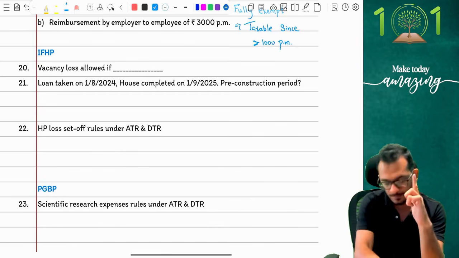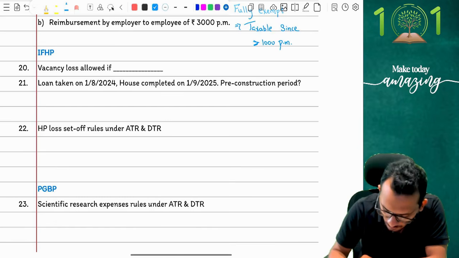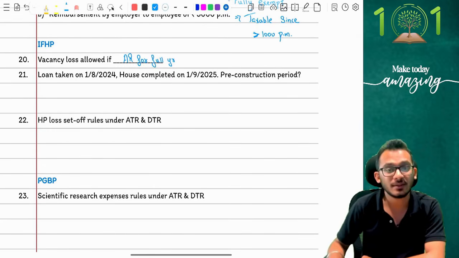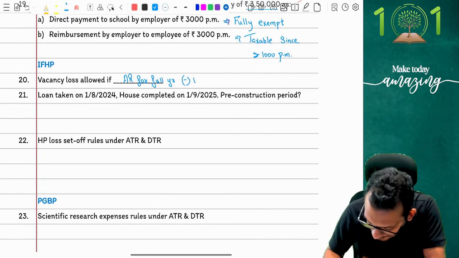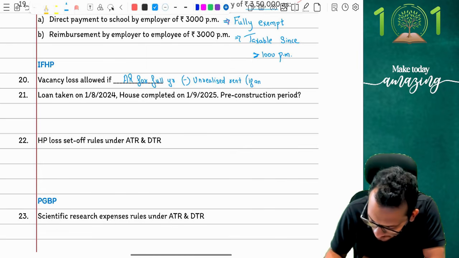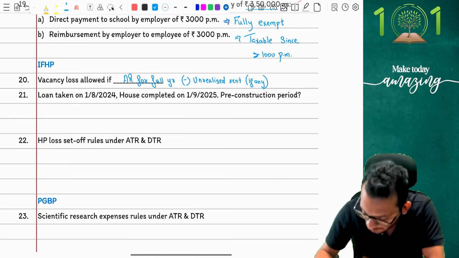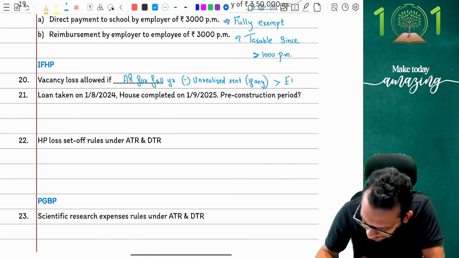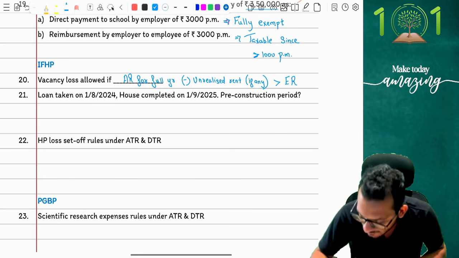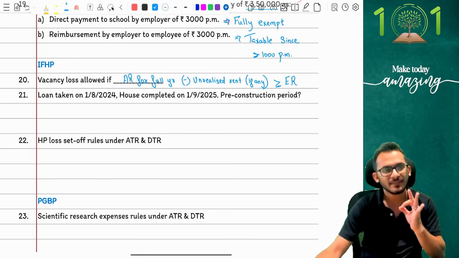In simple words, vacancy loss is allowed if actual rent for the full year, minus unrealized rent, if any. If you remember, people, if you have any unrealized rent, you can reduce it from your actual rent. So it is actual rent for the full year minus unrealized rent, if any, is greater than expected rent. Yes, this is the only reason that I can give you vacancy loss. If that is not happening, then I'm not giving you vacancy loss. It has to be this answer only. That is the statement for you.